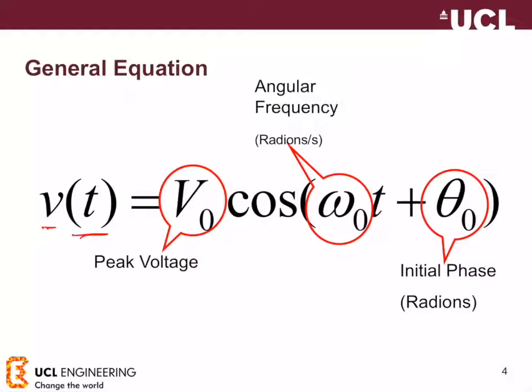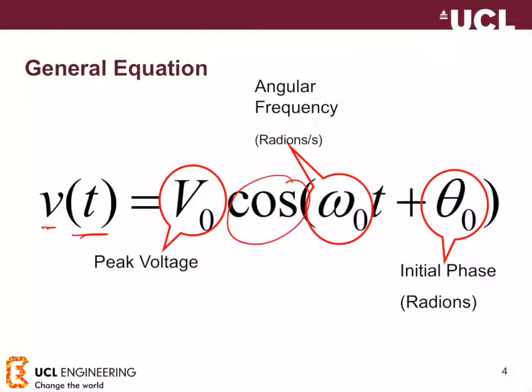Now, what is important about these is if we specify these 3 elements, v0, omega 0, and phi 0, then we will be able to recreate our sinusoid perfectly. So if you're given those 3 values, everyone should be drawing the same function here.